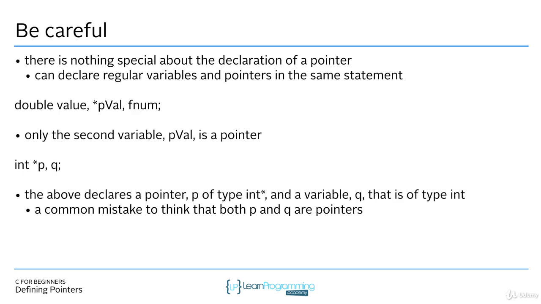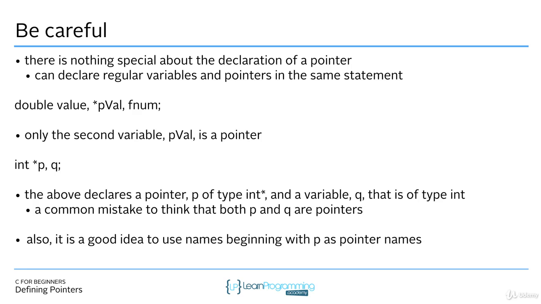That's a little bit more explicit, a little more obvious in that declaration, but what if you say int *p, q? This implies that they're both pointers, and they're not. We only have one int pointer here, that's p. The variable q is just of type int. It's a common mistake to think that both p and q are pointers. So be careful when you're declaring a pointer and many variables on the same line.